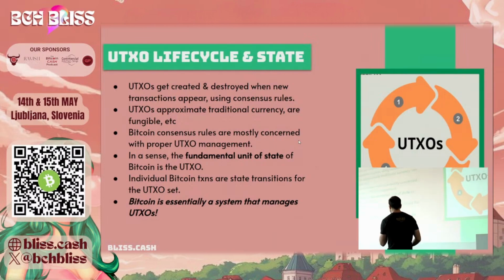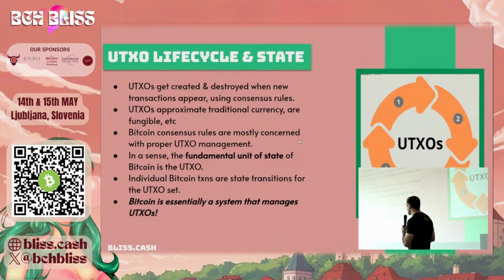You can think of them as the fundamental unit of state of Bitcoin. The Bitcoin consensus rules are mostly just concerned with managing UTXO state, really. So the UTXOs are state transitions, and there's a lot of UTXOs and a lot of state transitions, and that's basically what's happening in Bitcoin, right? You can think of that on a really high level. Maybe I can make this argument, it's not such a bold argument.